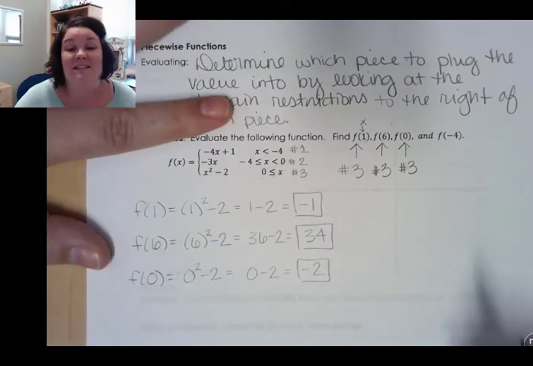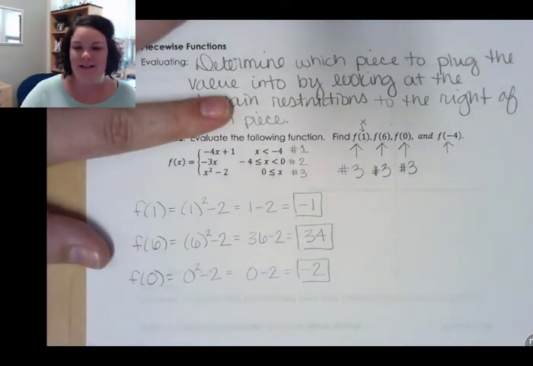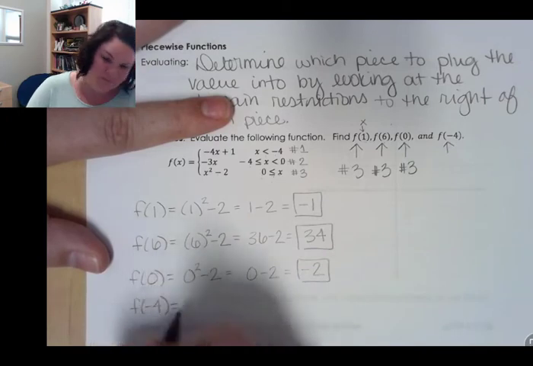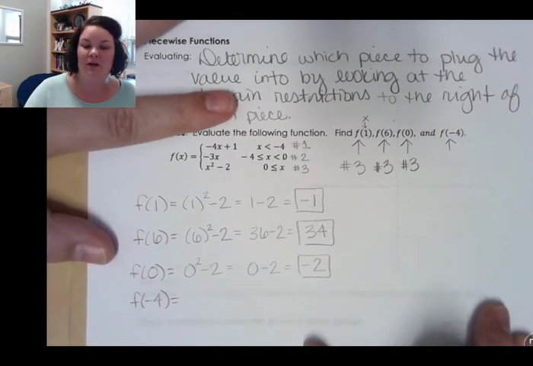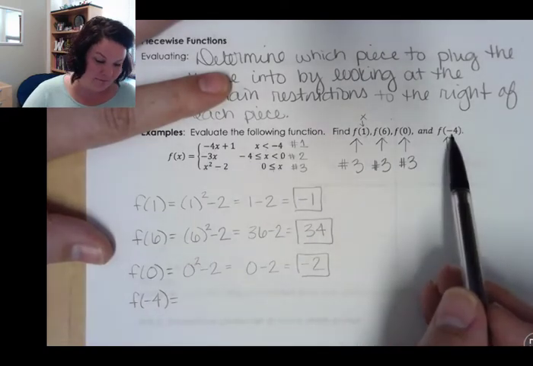Okay. Let's see if our last one is something we're not going to plug into number 3. So we look at this last one. Okay, we're looking at f of -4, and I want to know which one I'm going to plug -4 into.